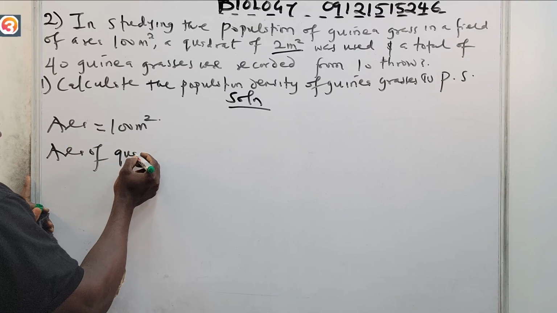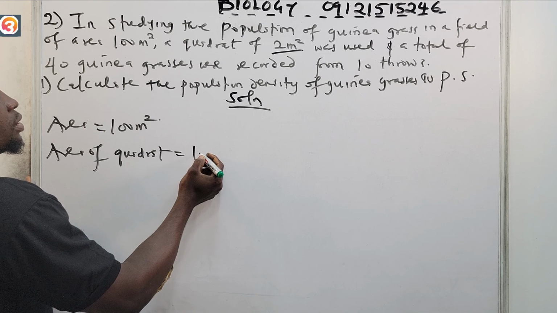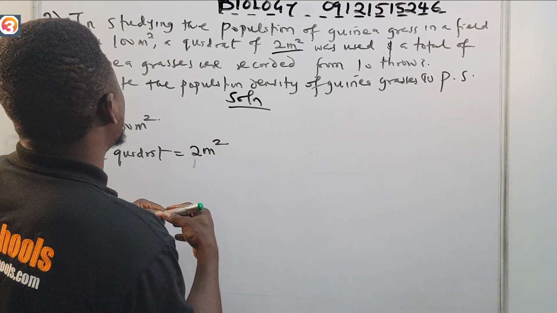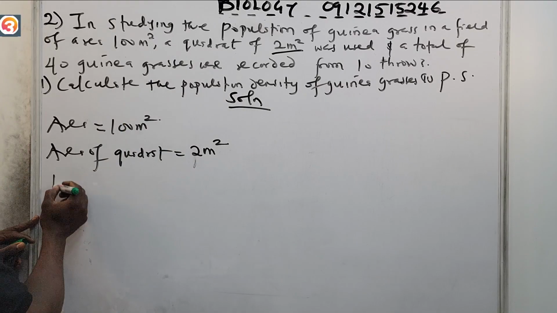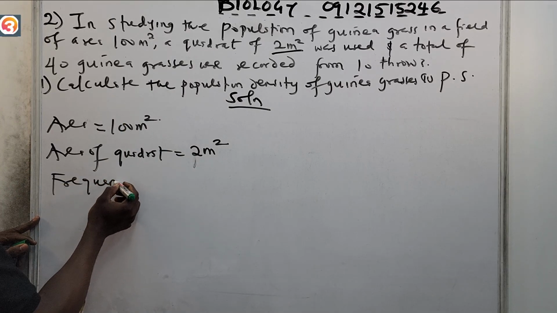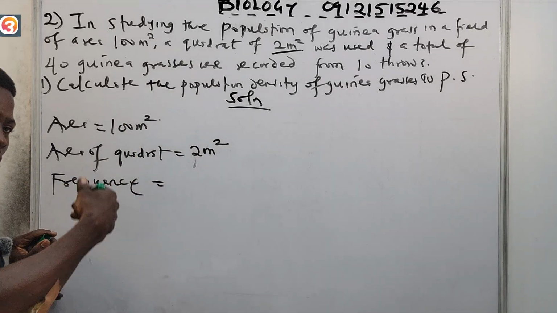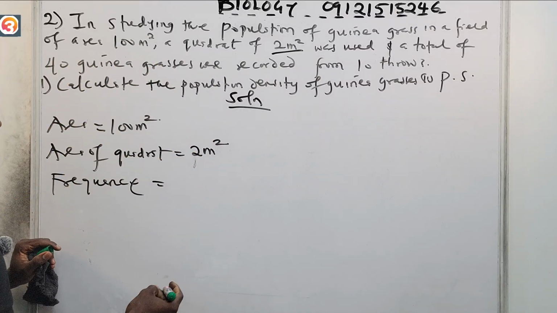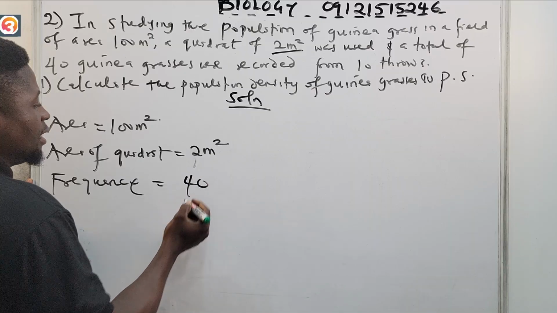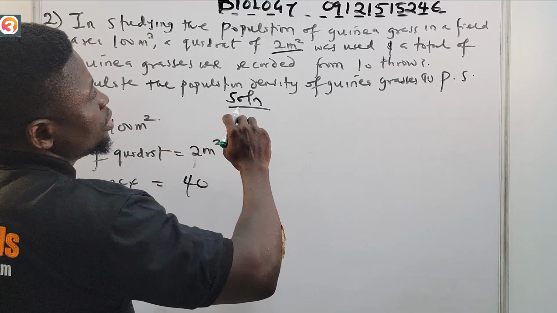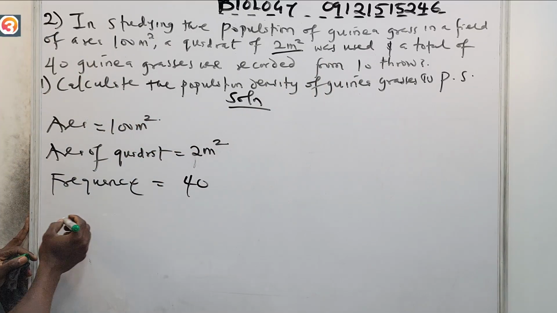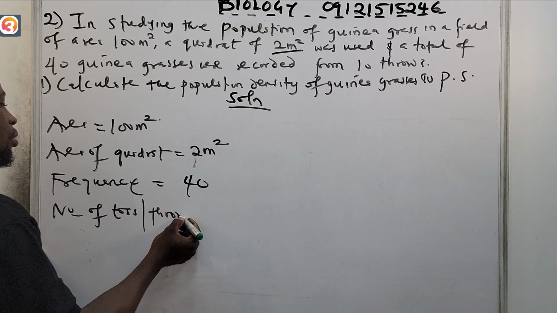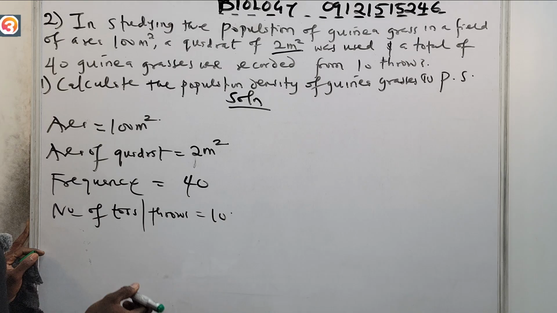Area of quadrat is 2 meters square. Now, a quadrat was used, and a total of 40 guinea grasses were recorded. Frequency is the number of occurrences, how many occur in a particular habitat. So frequency is 40. Now, we are told that it was gotten from 10 throws. Number of tosses or throws is 10. Now, we're asked to calculate the population density.